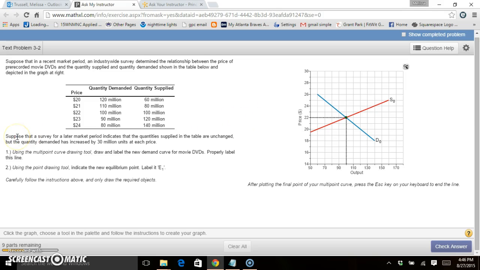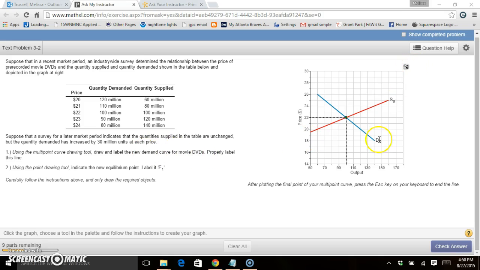Next, we're supposed to suppose that a survey for a later market period indicates that the quantities supplied in the table are unchanged, so we're going to keep these numbers, but the quantity demanded has increased by 30 million units at each price. So the quantity demanded has increased at each price. So the first thing it wants us to do is use the multi-point curve drawing tool, draw and label the new demand curve for movie DVDs.